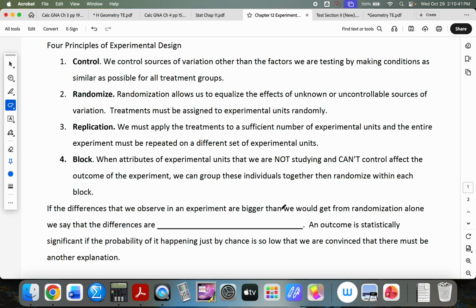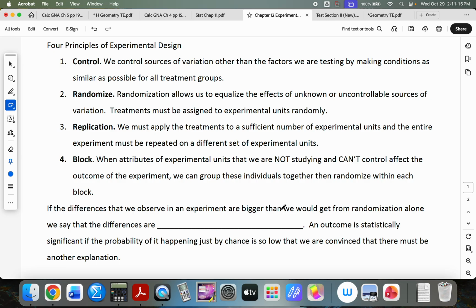And then the last one is something you probably didn't talk about in science. It's called blocking. So when there are attributes of experimental units that we're not studying and we can't control that may affect the outcome, we can group these individuals together and then randomize within each block. So for example, if you believe that perhaps men and women respond differently to a particular medication, you might want to block your subjects by that.